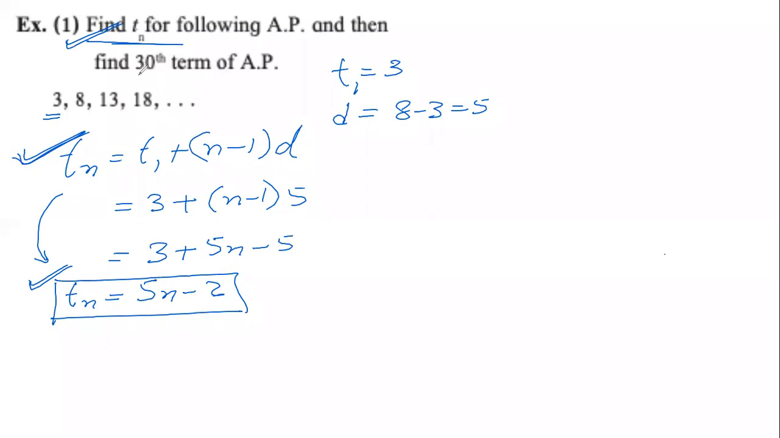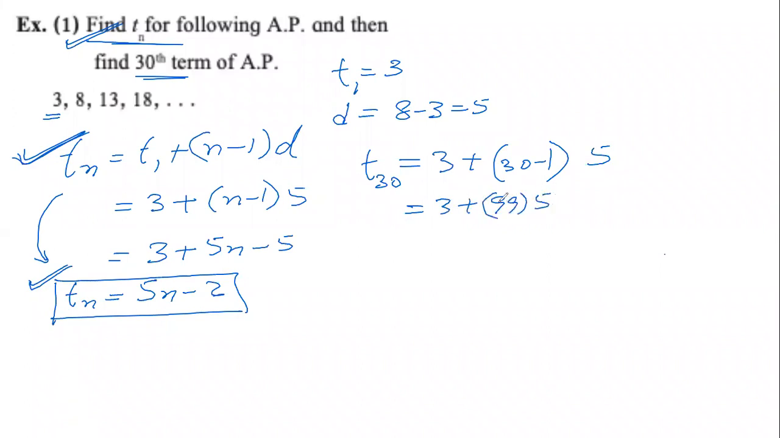Now the second part is to find the 30th term of the AP. Now we know Tn, so we have to find T30. I'm skipping a few steps. We can write T1, we know, is 3, plus n is 30, so 30 minus 1, and our D is 5. So we can calculate our T30 as 3 plus 29 into 5. So 3 plus 145, which is 148. Is it correct?